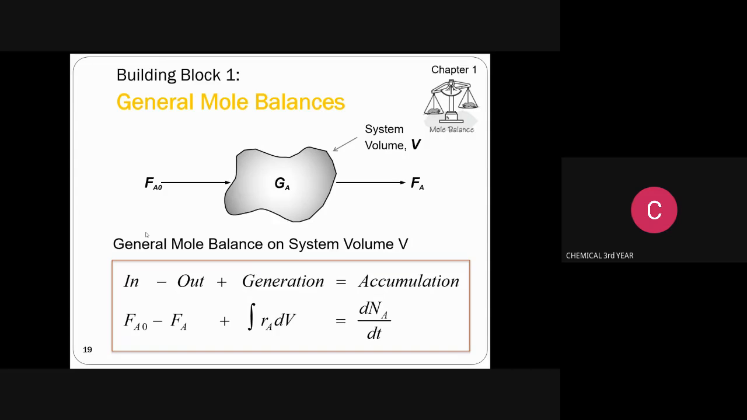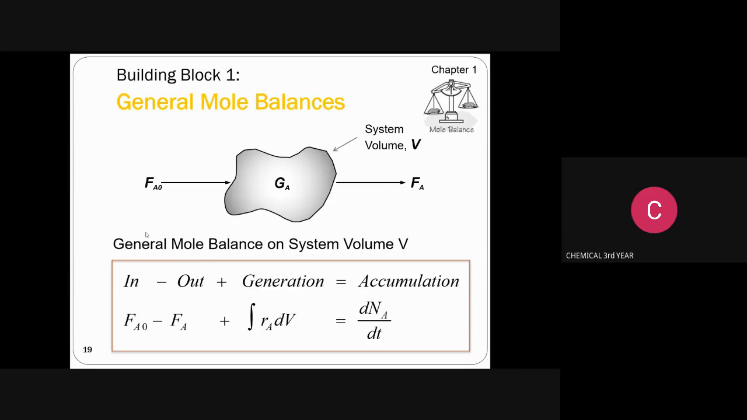Now you have to write the equation in mathematical form. In mathematical form, we have to know about the terms, or else the basic input and output terms: FA0 minus FA plus the generation term equal to dNA divided by dt. This is the accumulation term. Okay. In the accumulation term, we have to know what input we use, what output we use, and what accumulation is created in it. These are the basic steps you have to know in this video lecture.